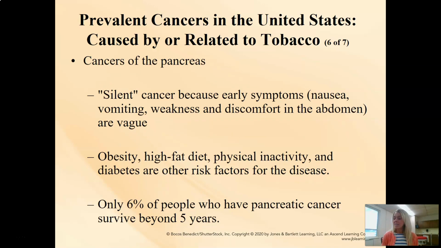Cancers of the pancreas. This is considered a silent cancer because the early symptoms, which include things like nausea, vomiting, weakness, and discomfort in the abdomen, are kind of vague. They're often undiagnosed or misdiagnosed at first. Obesity, a high-fat diet, physical inactivity, and diabetes are also other risk factors that will increase your chances of developing pancreatic cancer. And pancreatic cancer is pretty scary. Only about 6% of people who have pancreatic cancer survive beyond 5 years. So it's often, again, because it takes so long to diagnose that's what the problem is, that the cancer has usually grown and spread by that point.